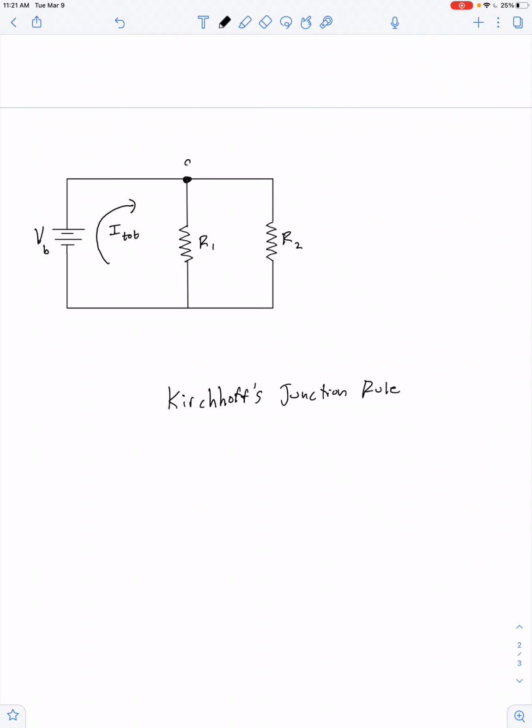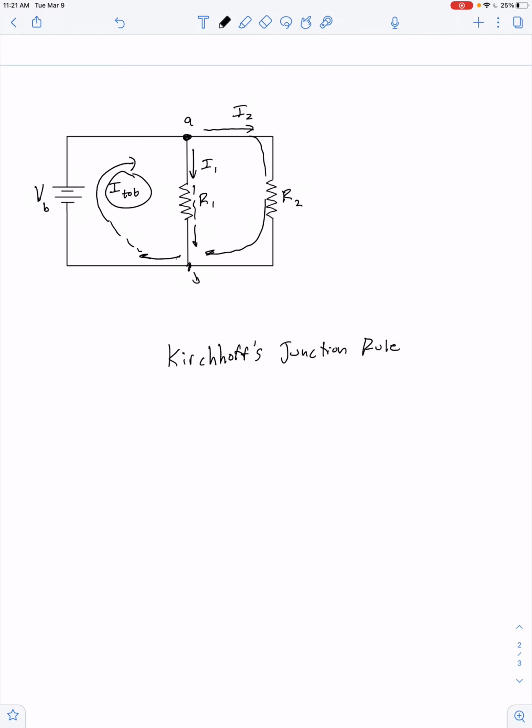that reaches the junction at point A, and some of it splits off. So we have a current I1, and then the rest of it splits off. We have a current I2. This current I2 reaches junction B, as does the current I1, and when they recombine, they just become this total current once again. So the junction rule says the total amount of current flowing into any junction has to equal the total amount of current flowing out of any junction. And in this case, then, we can say I total is equal to I1 plus I2.